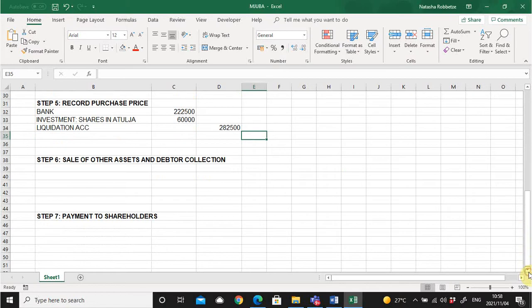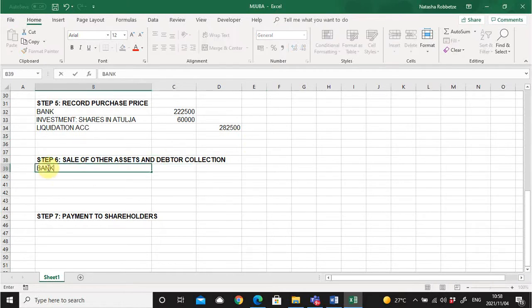Right, next step, step 6, is we have to go and show that we sold some of the other assets. And we also had a debtor collection in the form of employee loans. So I am going to increase my bank account here, and I'm going to credit the liquidation account because the asset account and the debtor account no longer exist. It was taken to the liquidation account in step number 1.